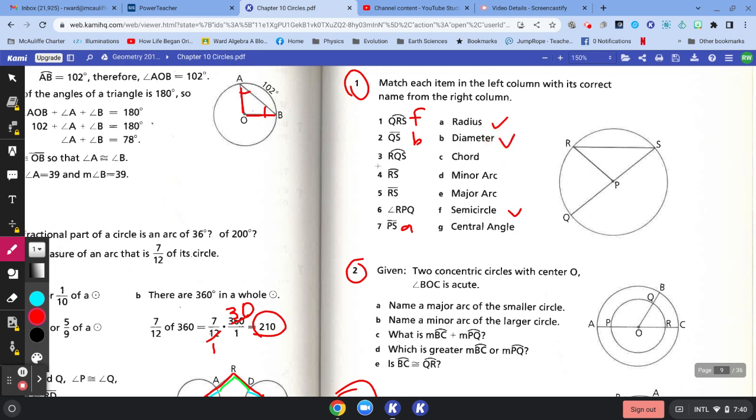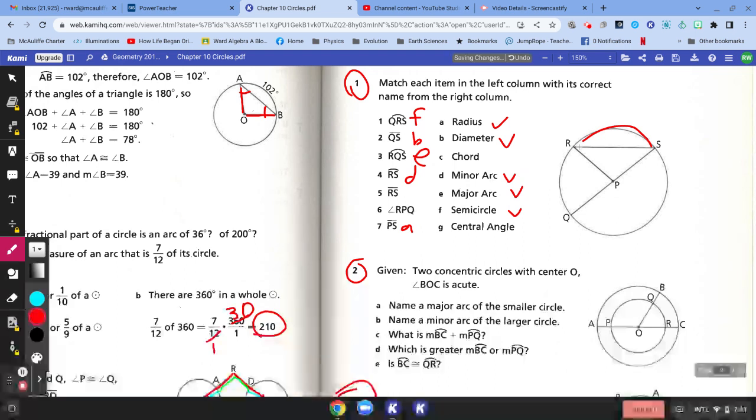And then we've got a three-letter arc here, so that could be a major arc. So let's consider that's RQS. So arc RS is the minor arc. Arc RQS is the major arc that's more than 180 degrees. So that's E, major arc. Okay, so cool. Then we have arc RS, which is just this part right here between R and S. That's the minor arc, or D. Okay, so check that off.